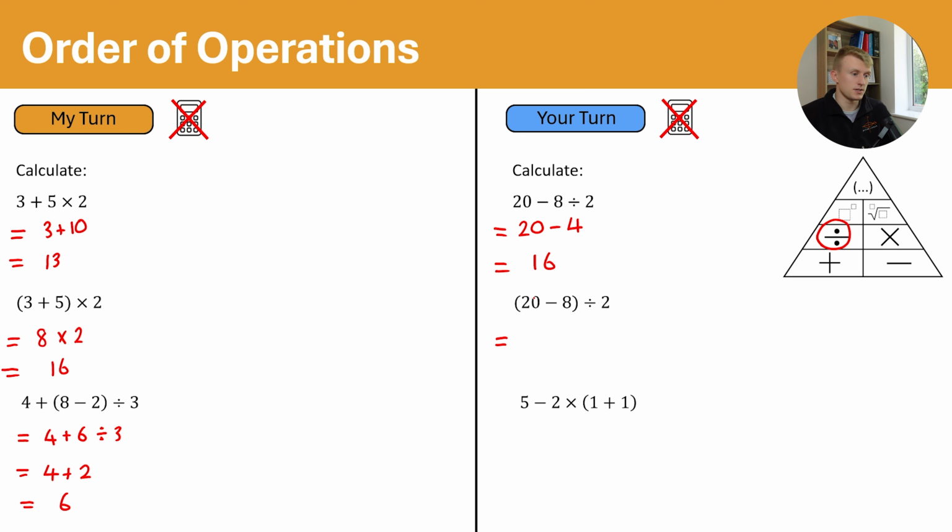My next calculation is 20 subtract 8 inside brackets divided by 2. And because it's inside brackets, I need to do that first. 20 subtract 8 is 12, and then I divide that by 2. 12 divided by 2 is 6.